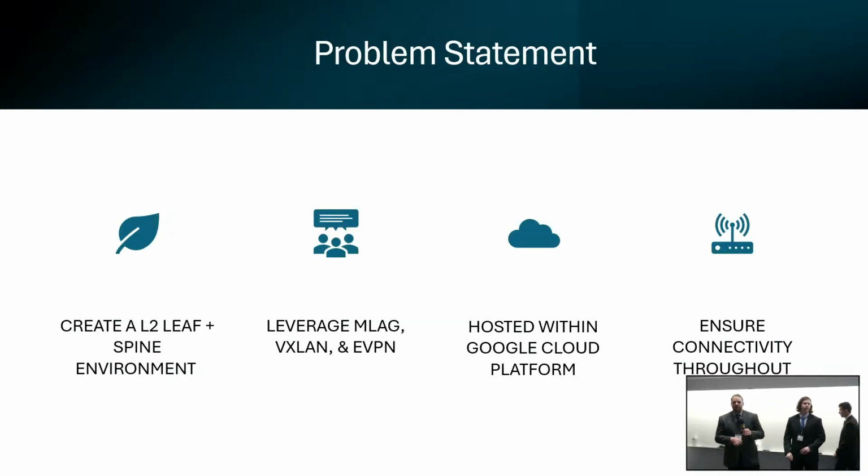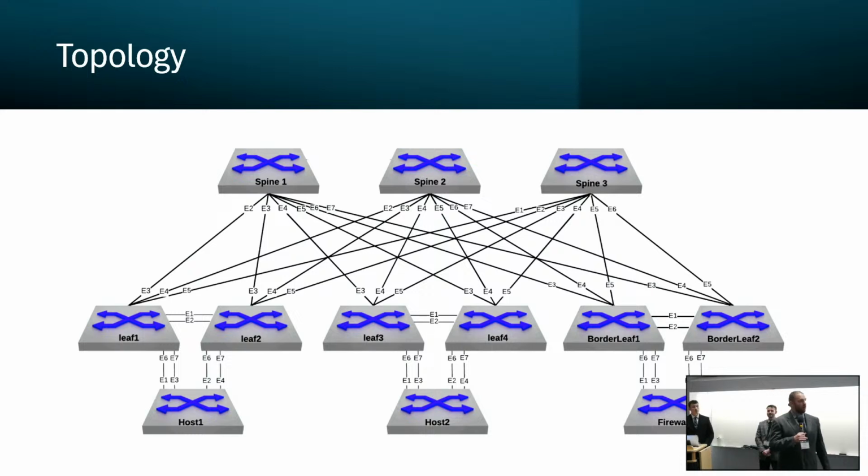So next I'm going to be talking about some of the things that we were tasked to do in this project. First off, we were asked to create a layer 2 leaf and spine environment that uses MLAG, VXLAN, and EVPN in that environment. And right after this slide, I'll tell you exactly what our topology looks like. And then to host our topology within GCP, Google Cloud Platform, and then obviously as any network to ensure connectivity throughout it.